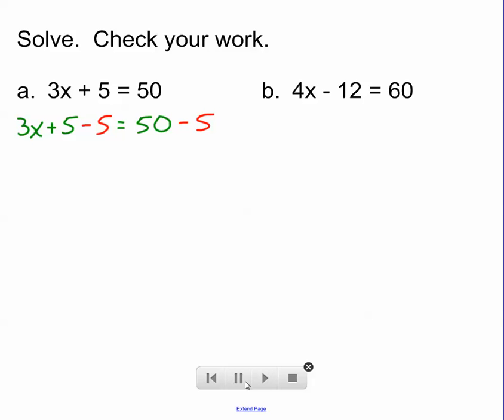3x plus 5 minus 5 is 3x, and 50 minus 5 is 45. Then I can just divide both sides by 3, and I'll have x by itself. 3x divided by 3 is x, and 45 divided by 3 is 15. And that's our answer. So if we want to check our work, we just take our answer and put it back into the equation. 3 times 15 is 45, and 45 plus 5 is 50. It's as easy as that to check your work.